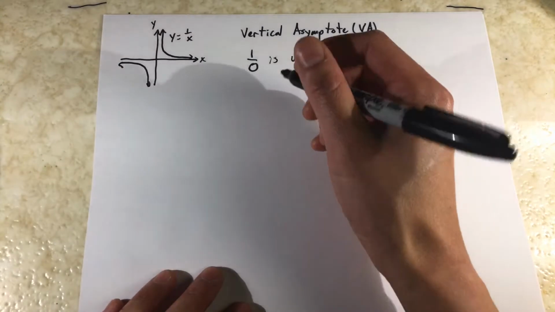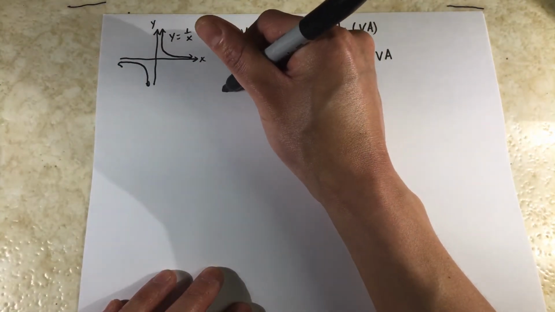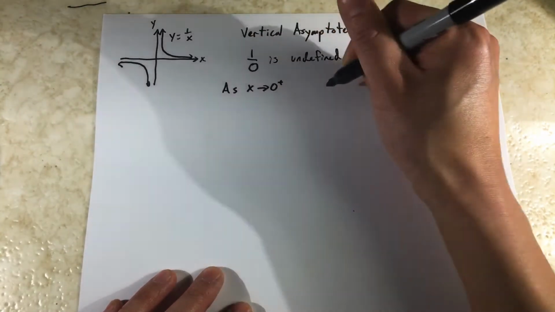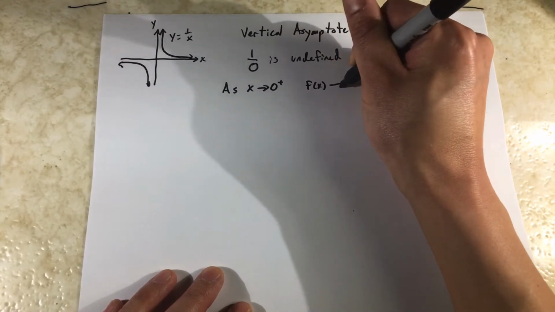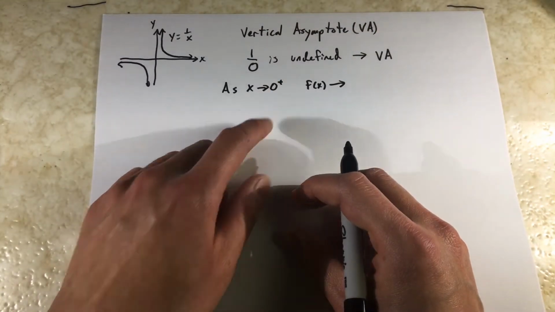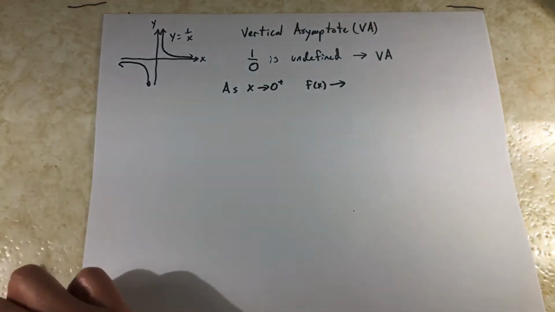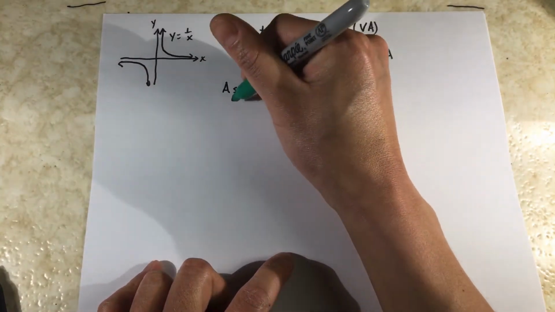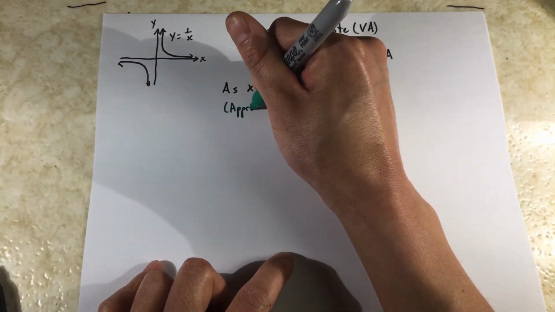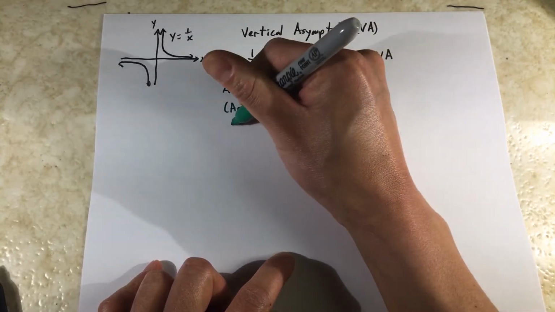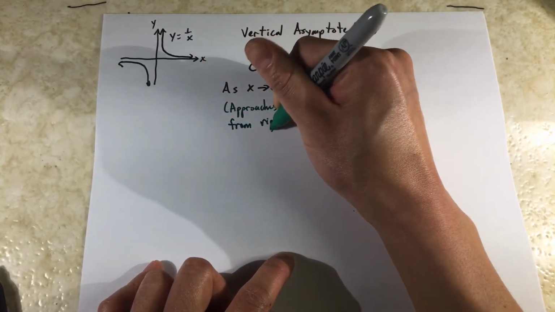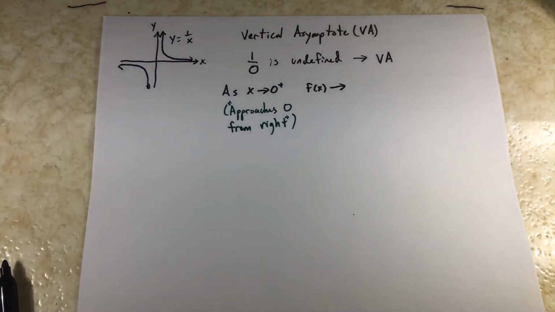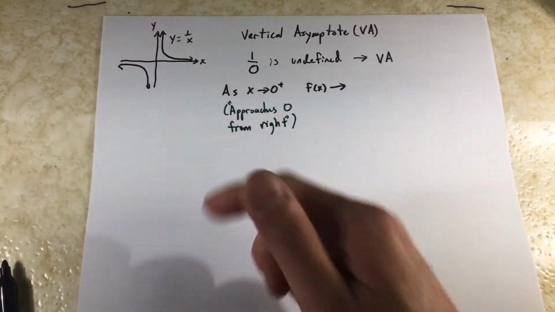All right. So a notation that you'll see a lot is something like this. As x approaches 0 plus, f of x approaches... So if you see a notation like this, 0 plus, you would read this as approaches 0 from the right. Okay, so that's how you should read something like that. So that plus sign means you're approaching 0, but you're approaching it from the right side.